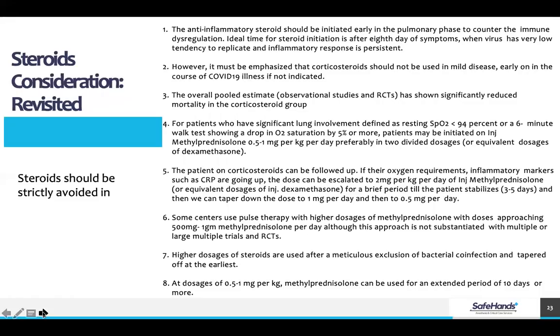Steroid consideration revisited. Anti-inflammatory steroid should be initiated early in the pulmonary phase to counter the immune dysregulation. The ideal time for steroid initiation is after 8 days of symptoms, as there's a tendency for the inflammatory response to be persistent. However, it must be emphasized that corticosteroids should not be used in mild disease, early on in the course of COVID-19 illness, unless indicated.